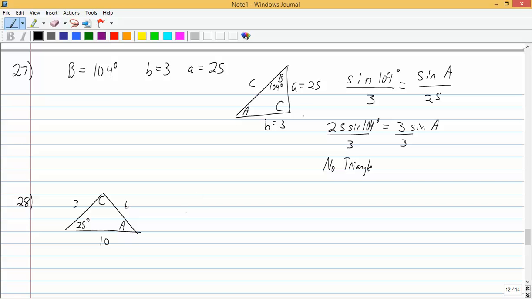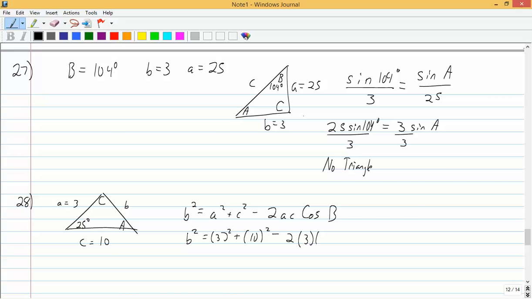Alright, so the first thing you do with the law of cosines is you want to solve for the side you don't know. So that's going to be b squared. So b squared equals a squared plus c squared minus 2ac cosine of angle B. So that's going to be b squared equals, so that's side A, that's side B, no, sorry, that's side C, alright, so 3 squared plus 10 squared minus 2 times 3 times 10 times the cosine of 25 degrees.